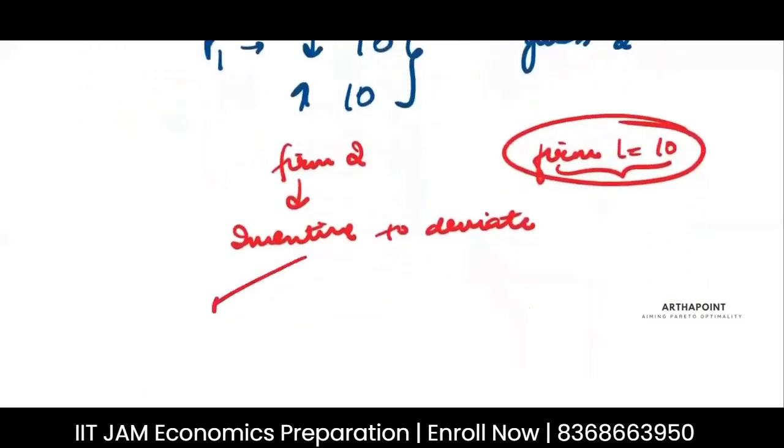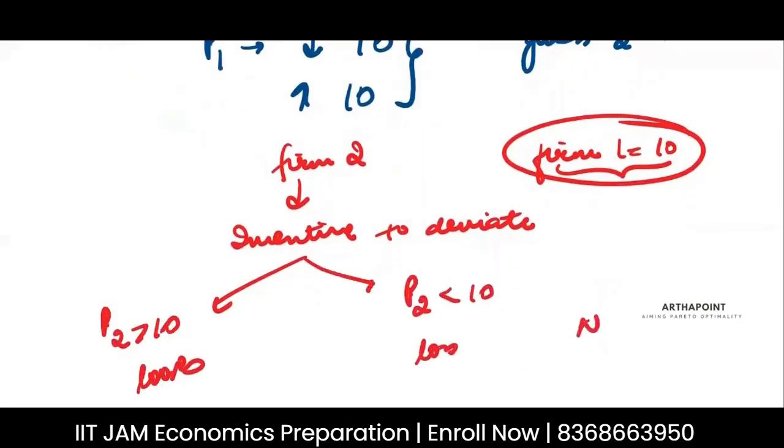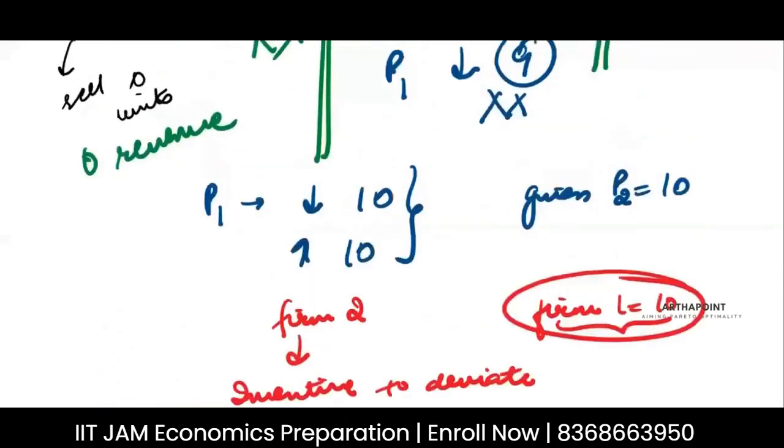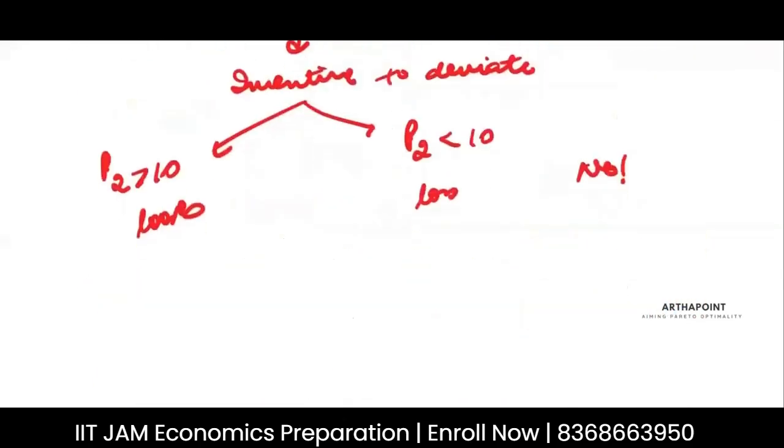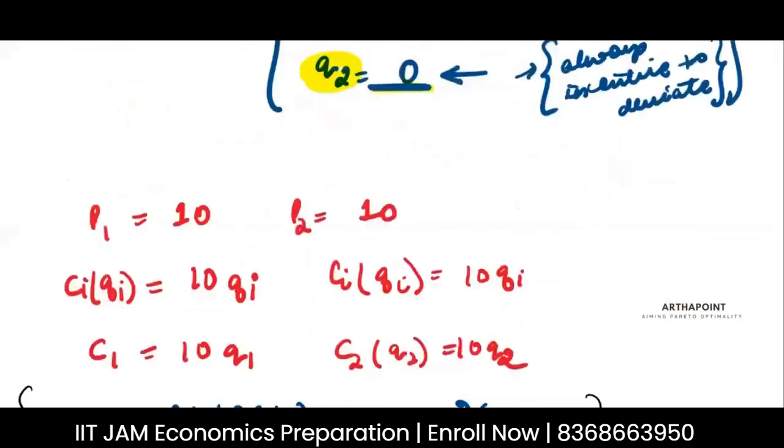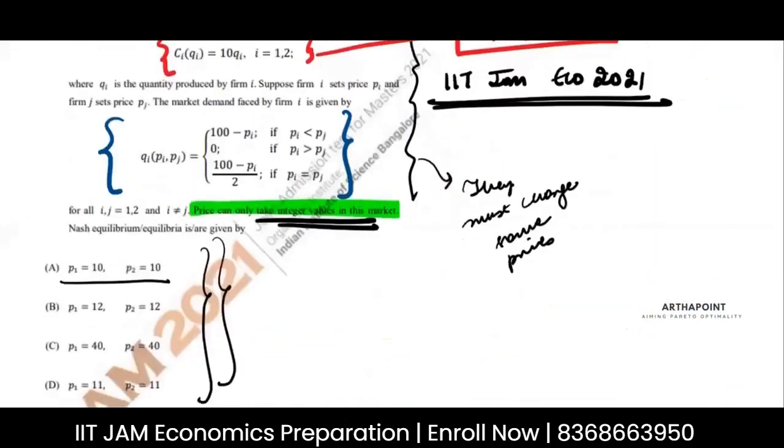Okay. So if it charges above 10 rupees, it loses the market. If it charges below 10 rupees, it is in loss. So no. Given the strategy of one firm, the other firm does not have incentive to deviate, which means that this is a Nash equilibrium. And we proved this in our Bertrand model.